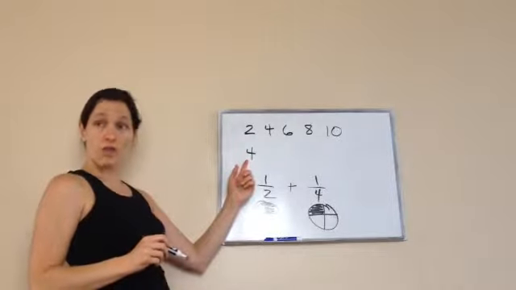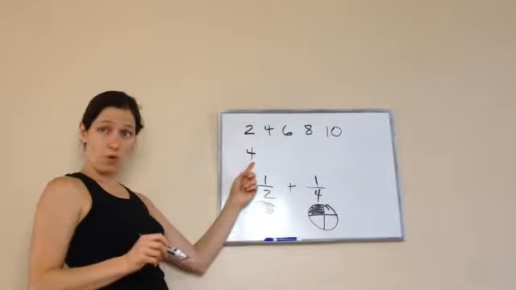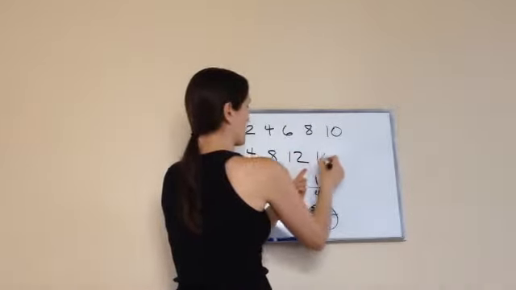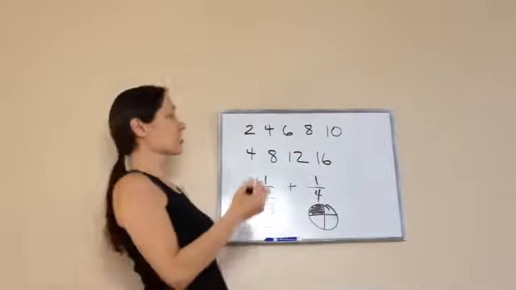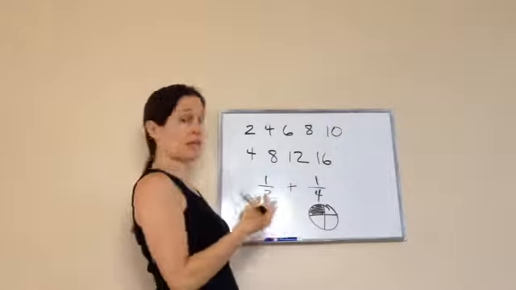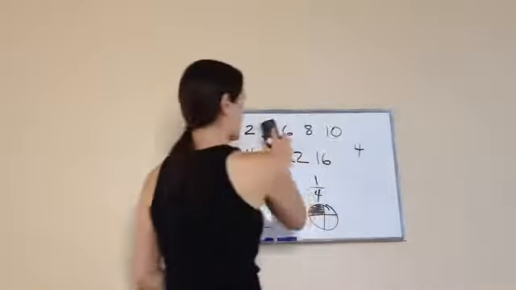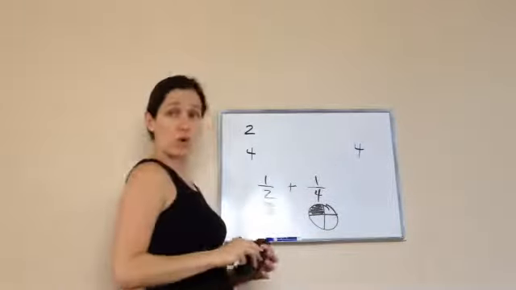Four. Four times one is four. Four times two is eight. Four times three is 12. Four times four is 16. I'm going to stop there. Do you see a common multiple? Four. So I'm going to put four right here, and then I'm going to erase them. Okay, so 4 is the one we're going to use.